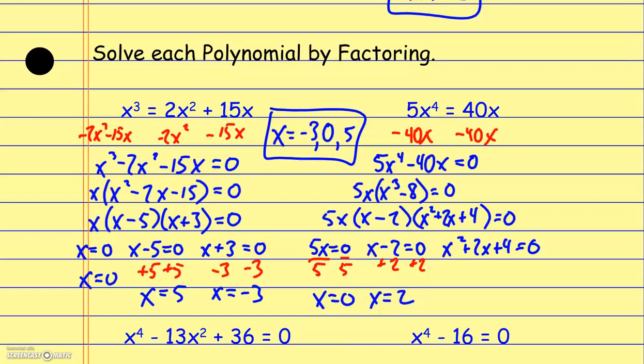But then this last one, I can't solve by factoring. I build a bridge, it doesn't work. So let's take that off to the side. X squared plus 2x plus 4 equals 0. I can either solve this by the quadratic formula or completing the square. I'm going to complete the square. I'm going to subtract the 4 to create some space.